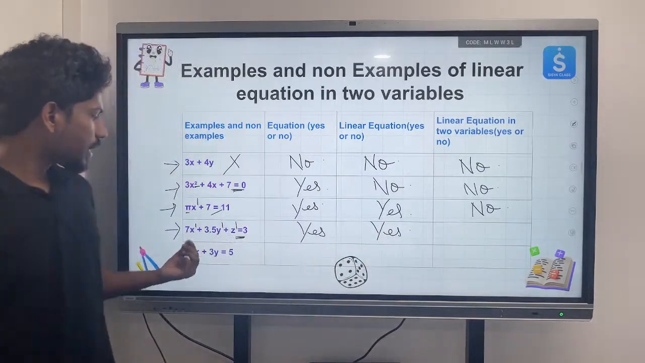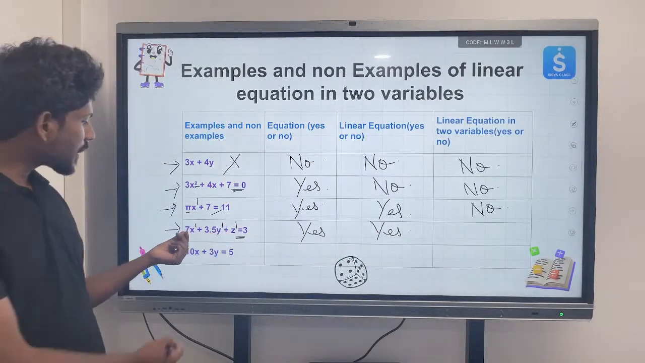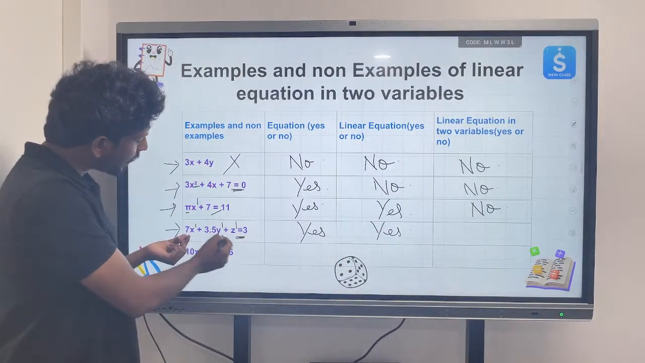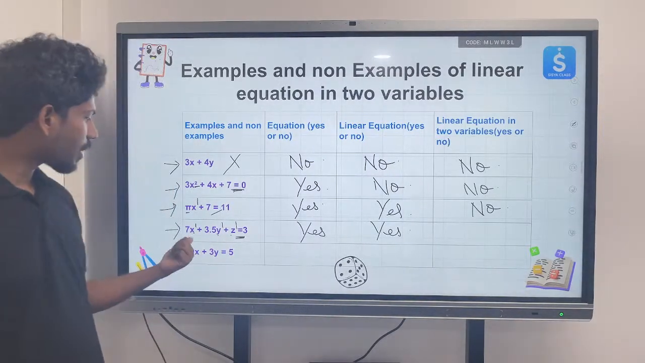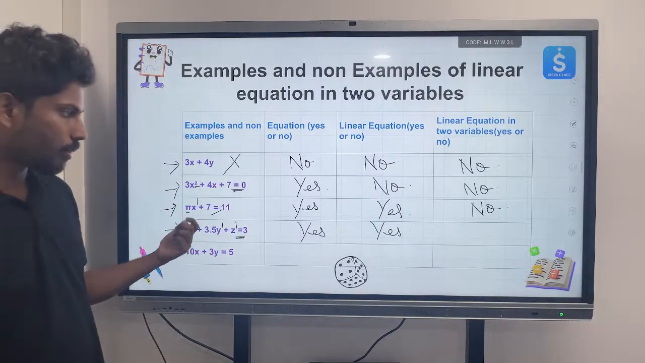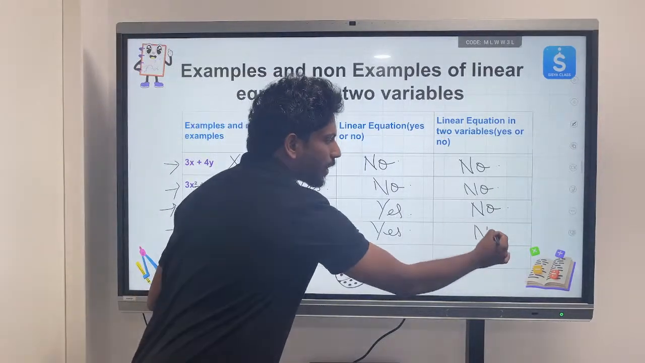Can I call it a linear equation in two variable? Please see how many variables are there in this equation: x, y, z. So there are 3 variables. So can I call it a linear equation in 2 variable? No, it's a linear equation in 3 variable.